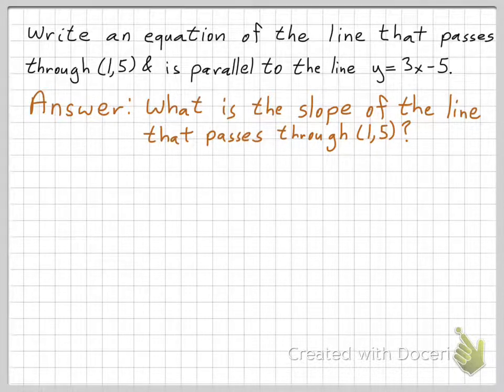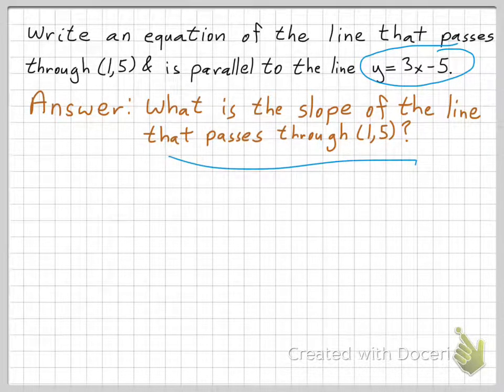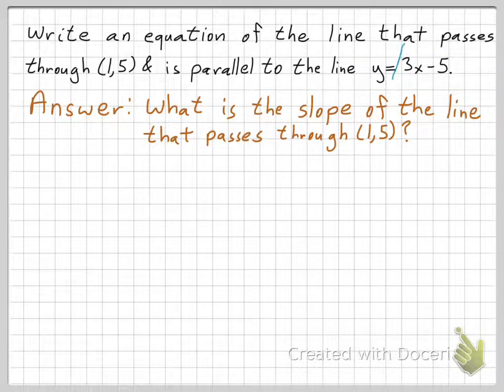Well, I don't have 2 points. I don't have it graphed. I can't use the counting method. But I know that it's parallel to this line. And remember what we learned in 3.4 notes, that parallel lines have the same slope. So the slope of the line that I want must be the same as the slope of this line. And the slope of this line is 3. So the slope of the line that I want must also be 3. Okay, so the slope is 3.